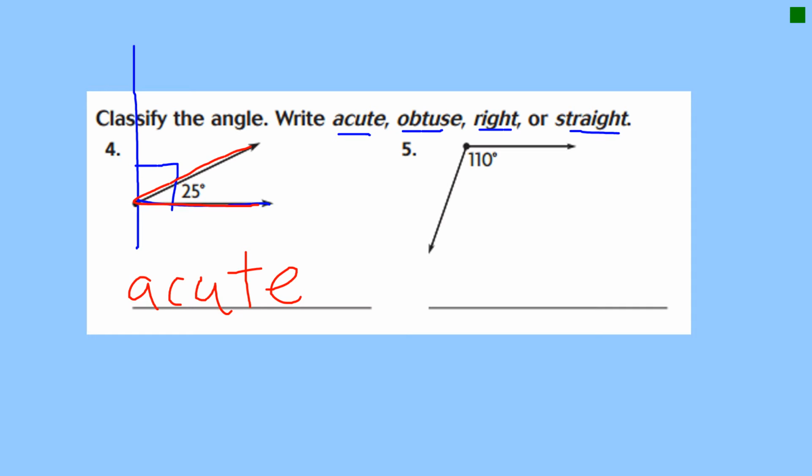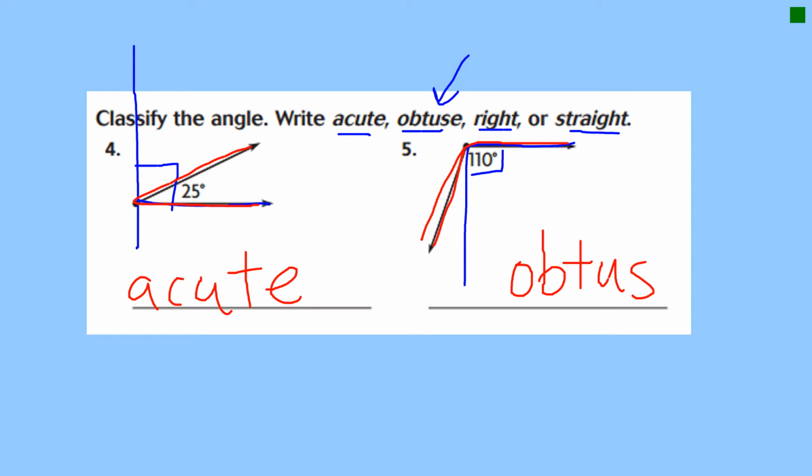So let's look at number 5. So number 5 is marked as 110 degrees. And we know that anything over a 90-degree angle is going to be the big boy, obtuse, right? So this angle I'll trace in red. Woo! It goes way out there. Oh, I didn't trace it very well. There it is. That is definitely greater than 90 degrees. So we will classify that as obtuse. All right, here we go.